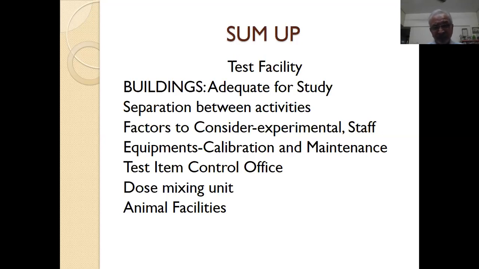Equipment calibration and maintenance, as I told you, are very, very important documents, and unless you have them, GLP inspectors will not allow you to function properly. A test item control office should be there, wherein you must receive the test item, store it and dispense it as per study requirements.